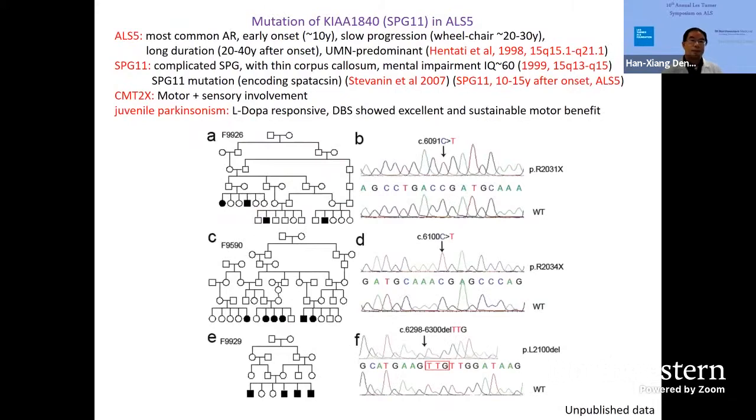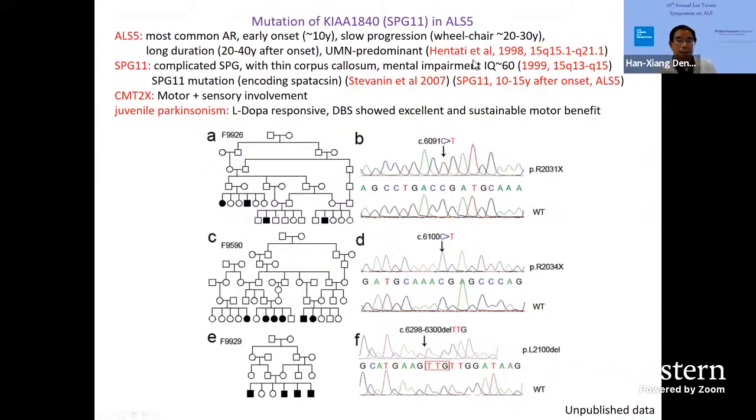First, ALS5 is the most common autosomal recessive ALS, and it's early onset. The disease onset is about 10 years old, and can be earlier, like 3 to 4 years. The progression is very slow, so a patient with ALS5 may be wheelchair bound by 20 to 30 years old. The duration of the disease is very long; they can be 30 or 40 years old, 20 years after disease onset. And the disease is upper motor neuron predominant.